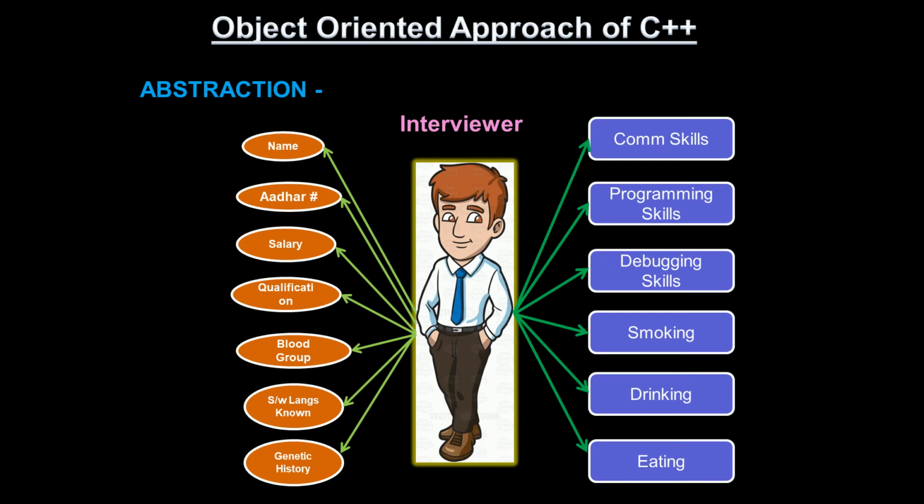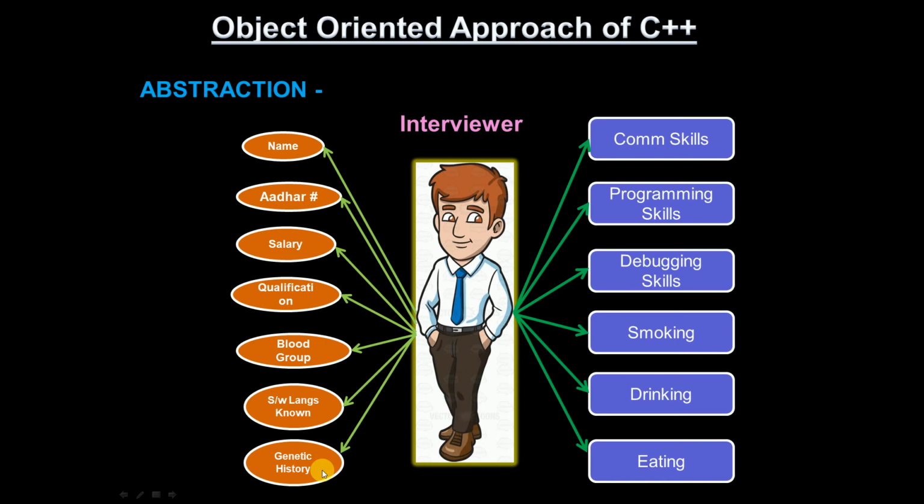But what about the remaining attributes or characteristics and behaviors, like blood group or genetic history? Blood group we don't want. As an interviewer, you don't need to know his blood group, because if he has A positive, you are not going to ask C questions, and if he has B positive, you are not going to ask C++ questions. It is not like that, right? So we won't be taking his blood group, and genetic history is also not required.